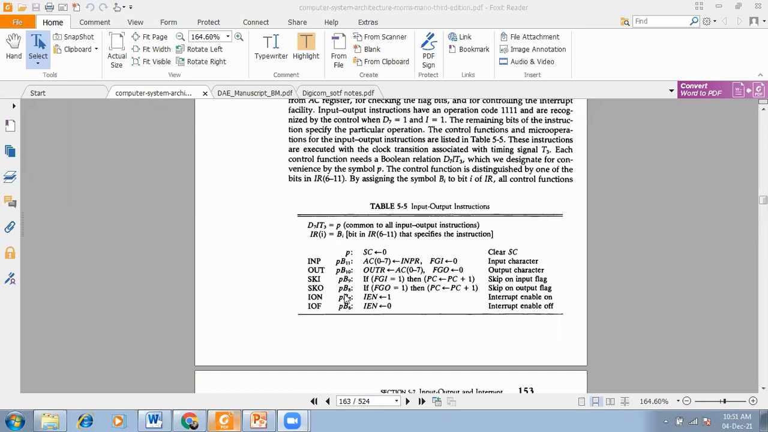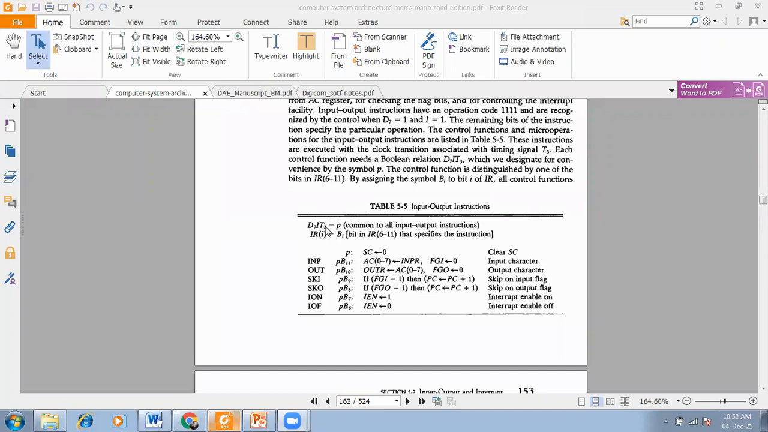And the bit position, see here, listen carefully. How many bits are there? 6, 7, 8, 9, 10, 11. 6 bits are there, and each and every bit has some particular operation. So for input character, at that time it is B11. That means PB, where P means D7, I, D3.